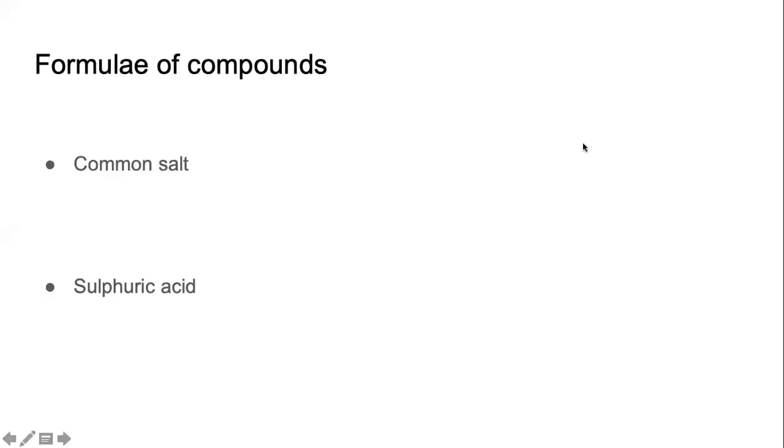Once we have understood, revised the concepts of valency and the concept of chemical bonds, then we can try to remember how we wrote the formulae for different compounds. We will take two very simple examples: common salt and sulfuric acid. One of them was part of your pre-work also. Try to remember the formula for common salt and sulfuric acid. Don't look at the textbook.